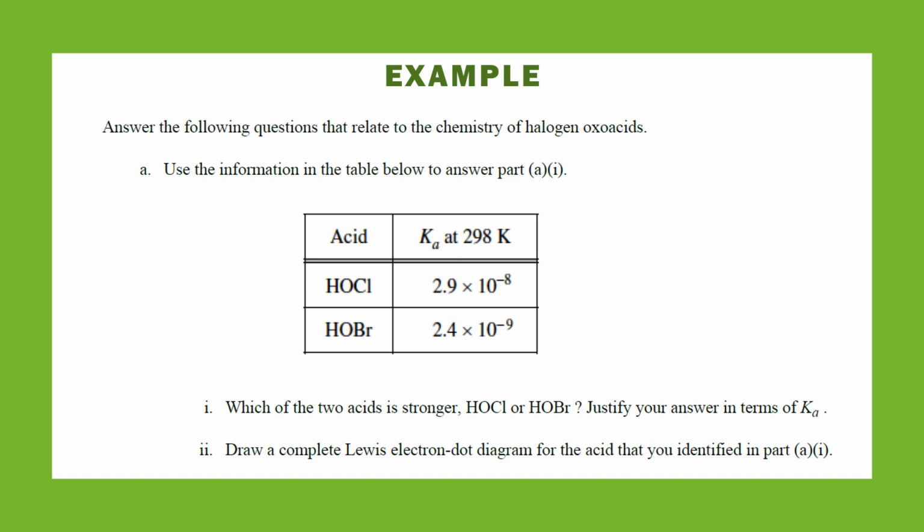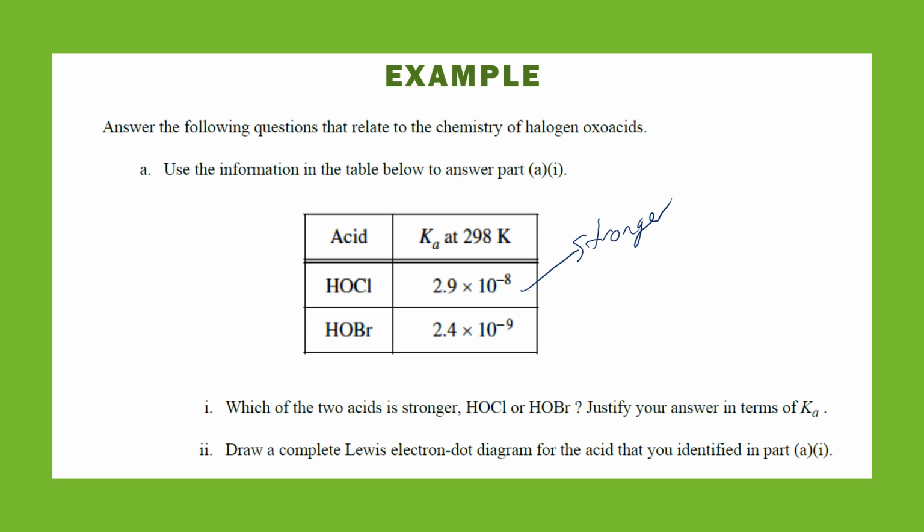Okay, so we have two halogen oxyacids in the table. Which of the two acids is stronger, HOCl or HOBr, and justify your answer in terms of Ka. So HOCl will be stronger because its Ka value is larger. Notice the exponents. So the stronger the acid, the larger its Ka value because it dissociates more. And that was just 1 point.